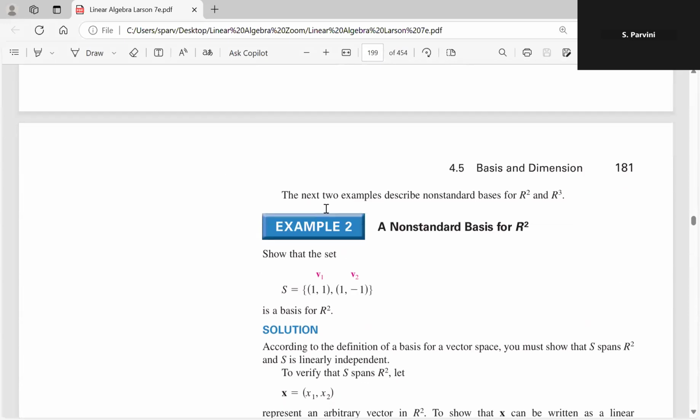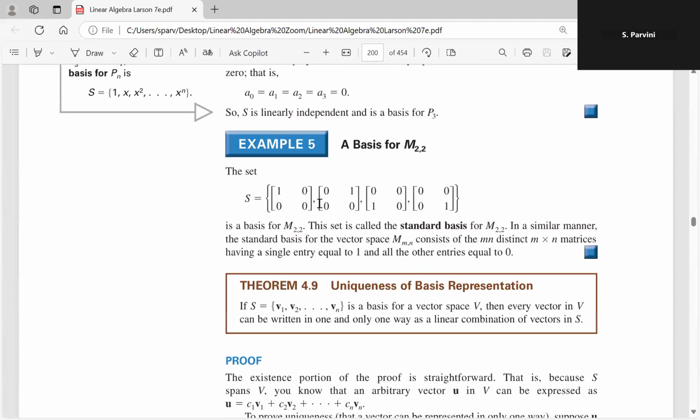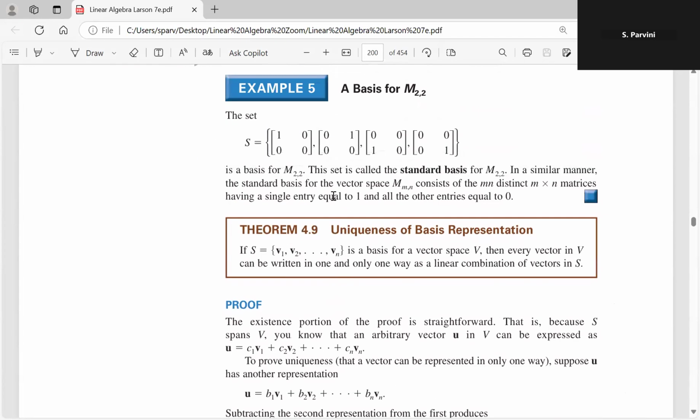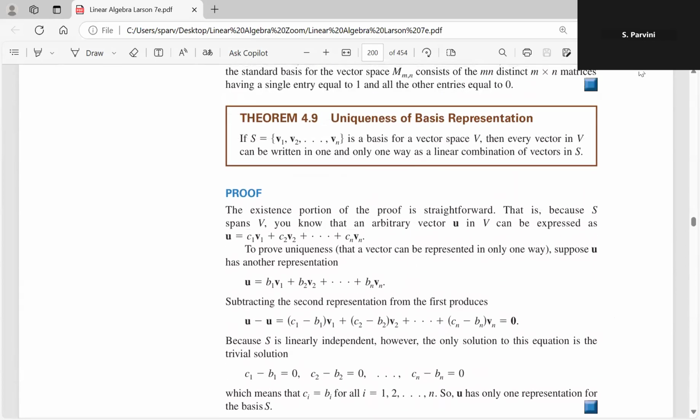Hopefully these examples clarified what we're trying to do here. So now let's look at Theorem 4.9. The proof of this, again, is in the book. In the interest of time, so the video doesn't get too long, I'm just going to talk about the theorem, but clearly the proofs are there. Theorem 4.9 talks about the uniqueness of a basis.